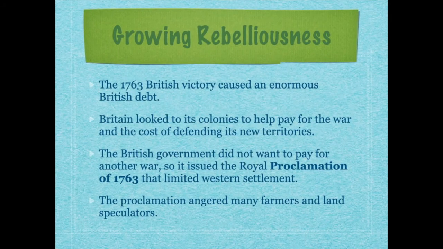The 1763 British victory caused an enormous British debt. Britain looked to its colonies to help pay for the war and the cost of defending its new territories. The British government did not want to pay for another war, so it issued the Royal Proclamation of 1763 that limited Western settlement. The proclamation angered many farmers and land speculators.